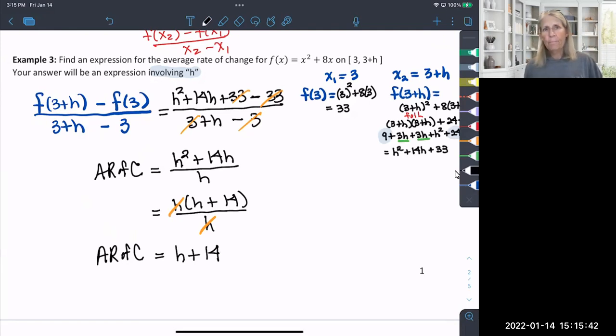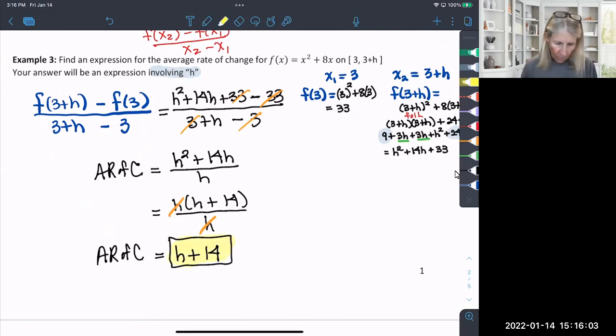Okay, so that was a little different. Instead of just all numbers, we threw some letters in there as well. Okay, so again, pause where you need to, back up, listen to it again, whatever helps. So this right here is our final answer for our average rate of change expression.